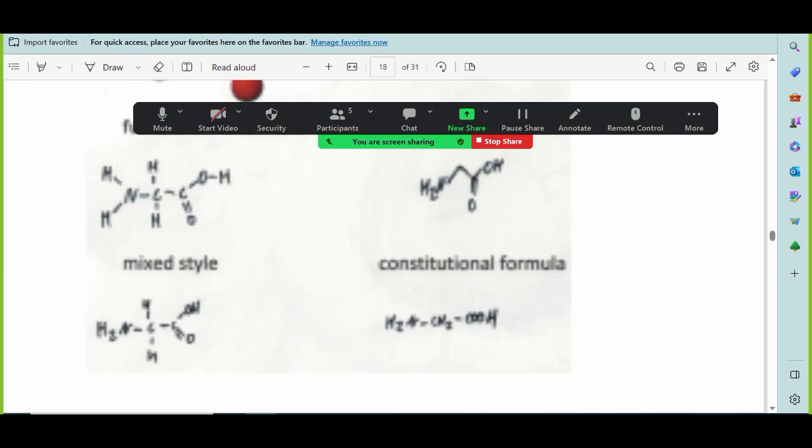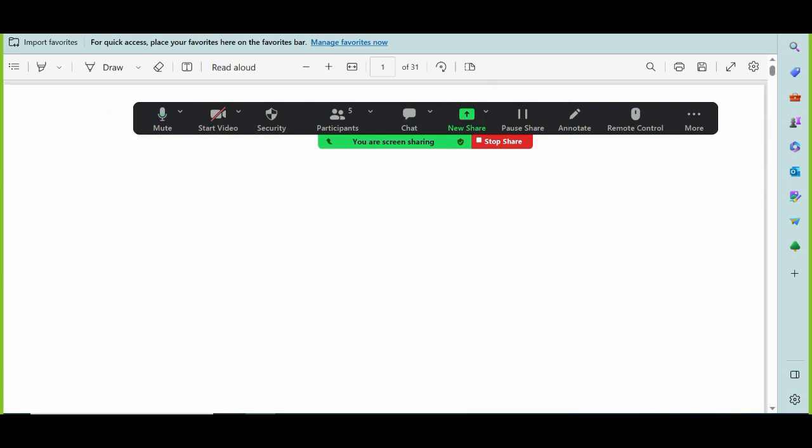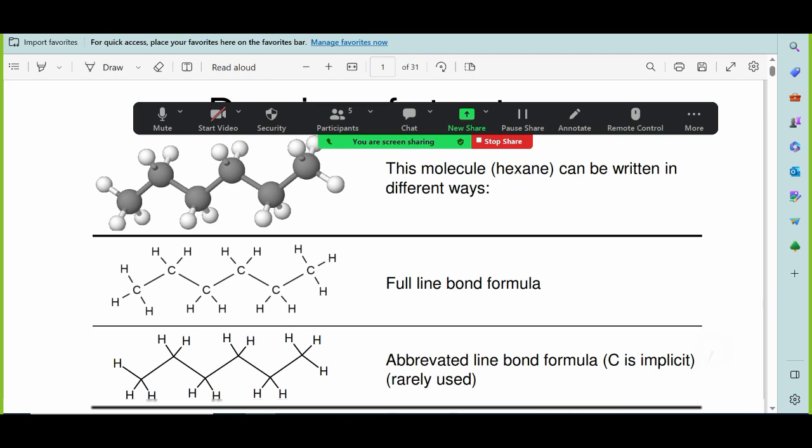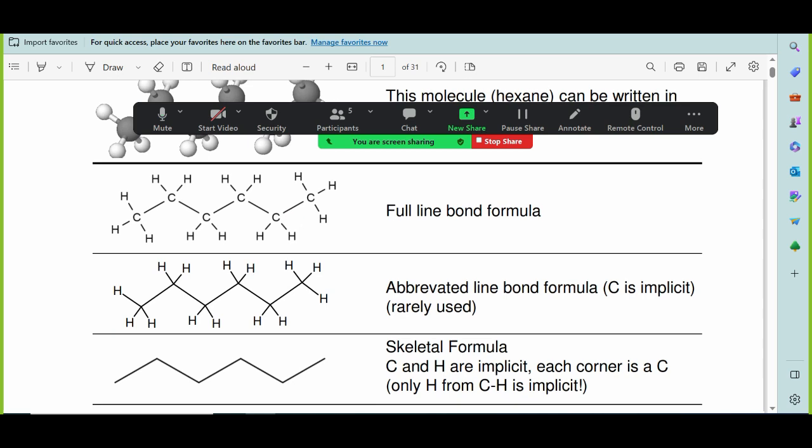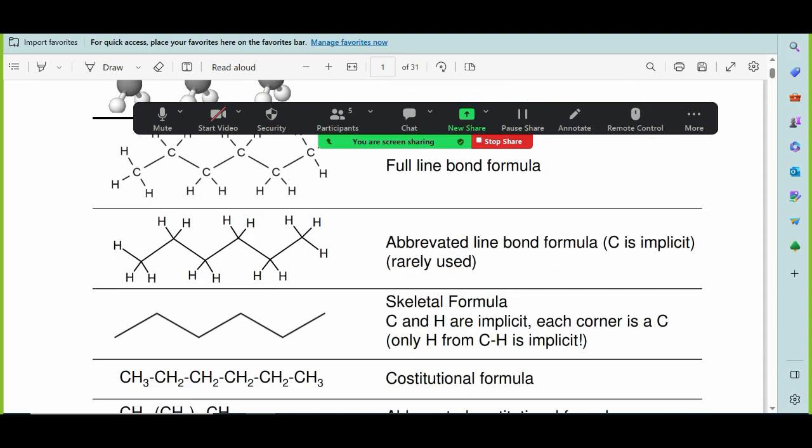All right, now I will come back to the top where I can explain how to draw the different structures of the molecules. We can draw it in a very explicit way, which is called the full line bond formula, where we write all the carbons, all the H, and we draw the single bonds with 1 line or the double bonds with 2 lines and so on. We can have an abbreviated line bond formula where we just write the hydrogen, but we don't write the carbon. But when we have an intersection, it means we have a carbon.